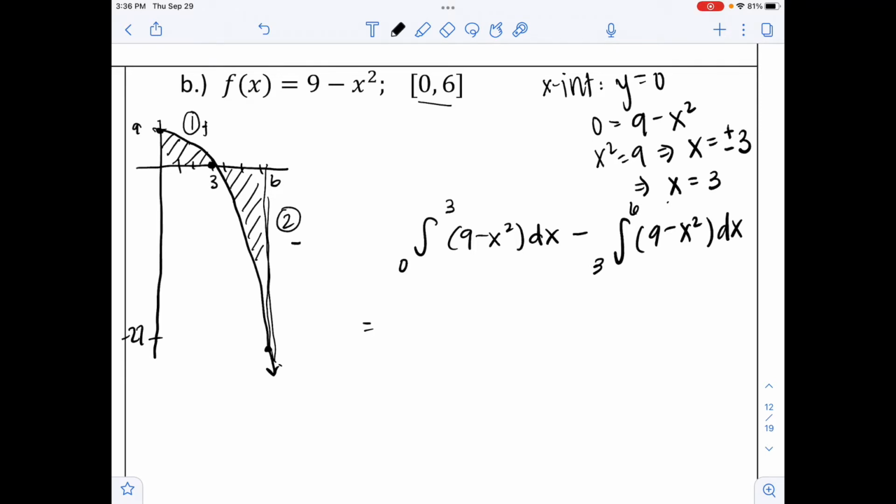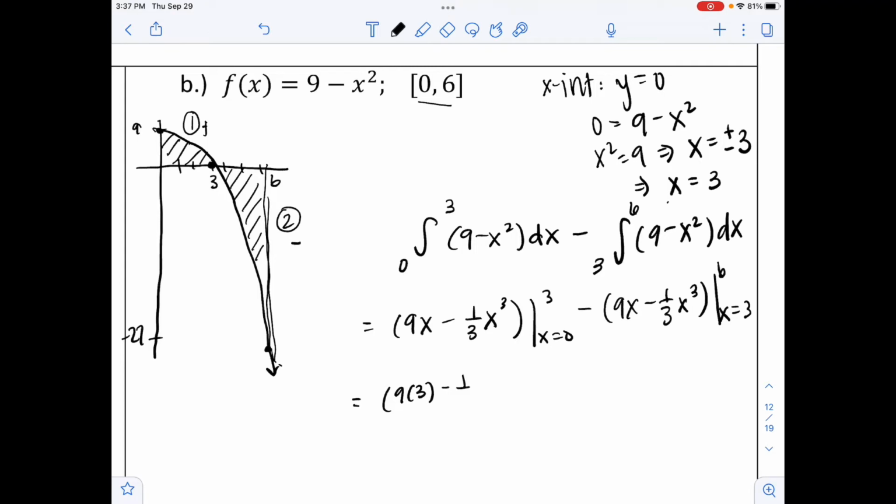So from here, if we integrate this, we get 9x minus 1/3 x cubed. And evaluating the first one from 0 to 3 minus 9x minus 1/3 x cubed. And evaluating this from x equals 3 to 6. So first substituting in 3, and we arrive at 9 times 3 minus 1/3 times 3 cubed. Substituting in 0, I know it's just going to equal 0, so I'm going to put 0 there.